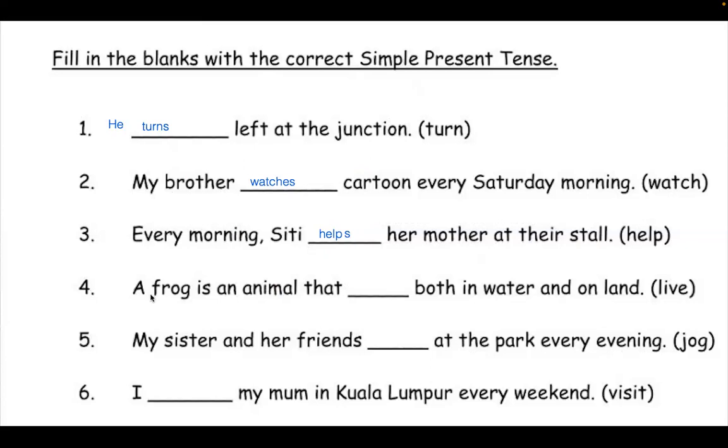So 4, a frog is an animal that lives. Very good. Because it we use for animals and objects. My sister and her friends jog. Jog or jogs? Jog, because we have a plural. And if we have only my sister, jogs. We have sister and we have friends. So jog, plural. Last one.